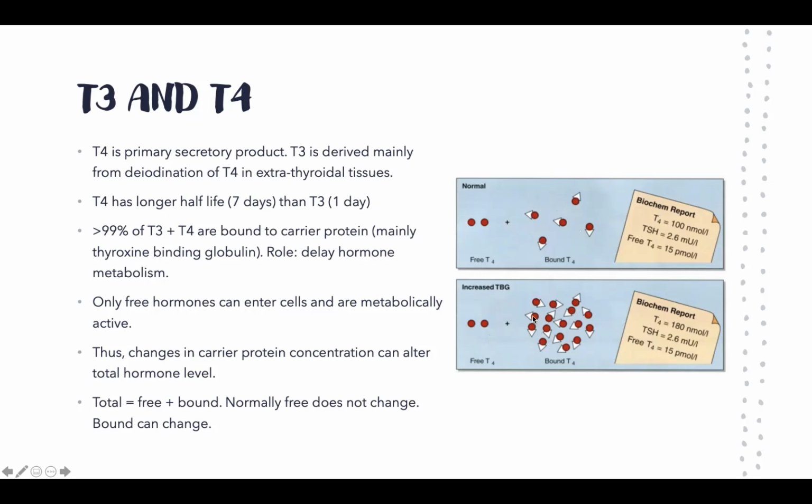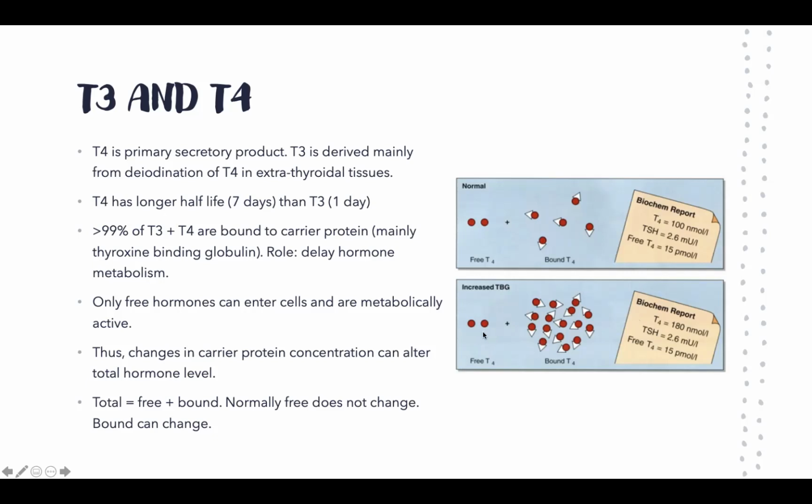If we have too many carrier proteins produced, for example, in pregnancy or in estrogen states, our carrier proteins can rise. And therefore, our body can compensate by increasing our thyroid hormone production so that more of it is bound and our free T4 remains constant.